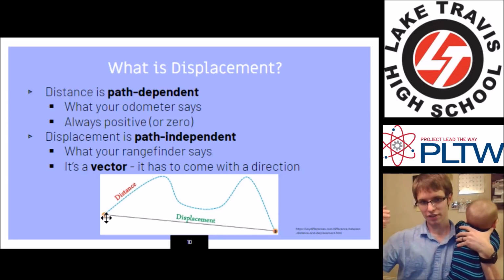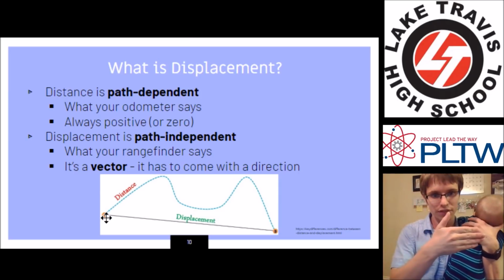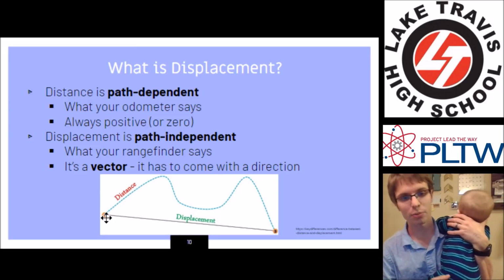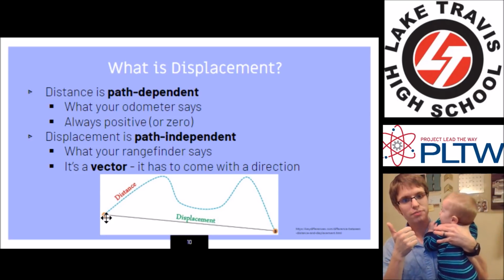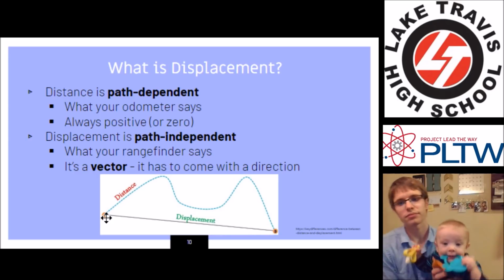And of course, you have to specify from here to here. Maybe that's east. So the diameter of the circle, east. Maybe that's 3 feet. 3 feet east. That's the displacement. Remember, you have to have the magnitude, which includes a unit, and the direction. Magnitude and direction for a vector.